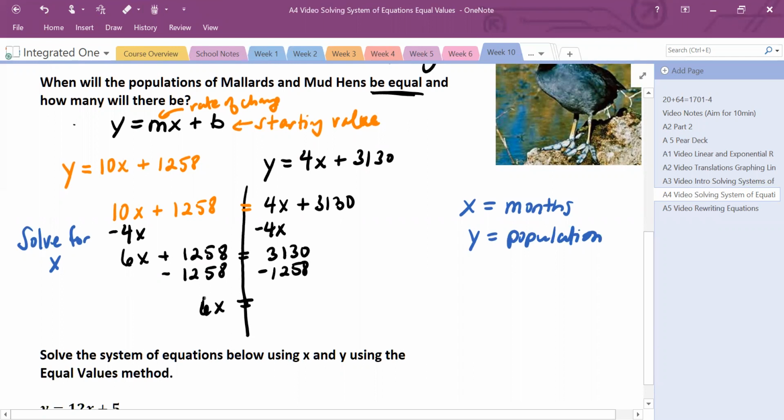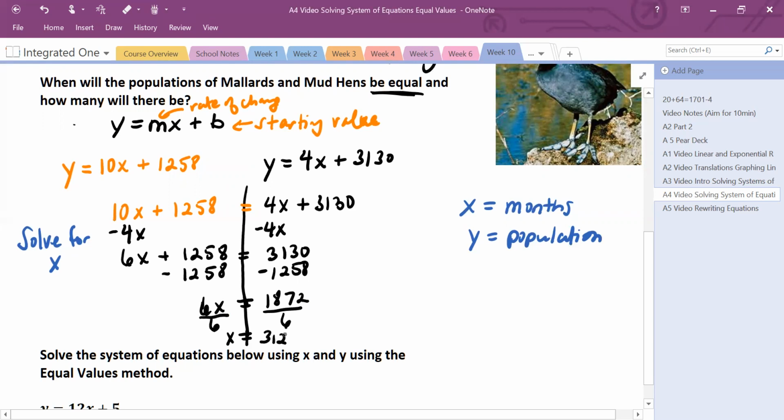Sorry, having some technical difficulties. Technology's fun. 3,130 minus 1,258 is 1,872. The last step is I'm going to divide both sides by 6. I end up with x on this side. And then I divide 1,872 by 6, which is 312.